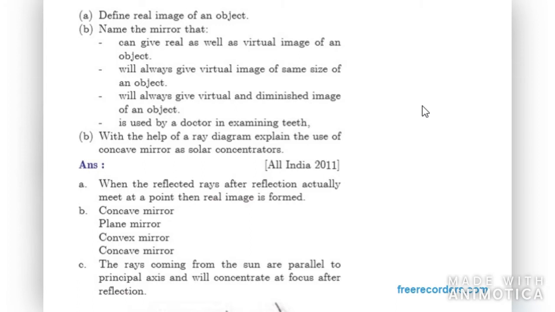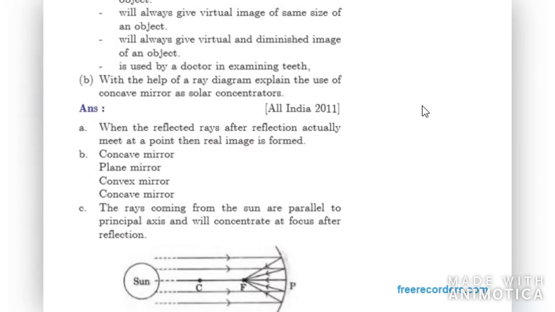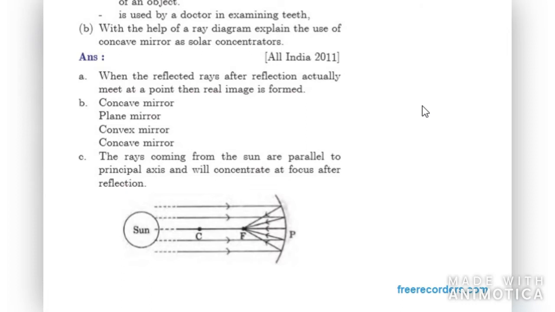With the help of a ray diagram, explain the use of a concave mirror as a solar concentrator. In this you can see that all the rays are focused with the help of a mirror, and in this case you can see it is all concentrated at the focus after reflection. So that's what solar cookers and solar panels are based on, so that they actually help us in having solar concentrators. With the help of a concave mirror we can make use of this. So that's all. You can draw this figure in the B part of it.